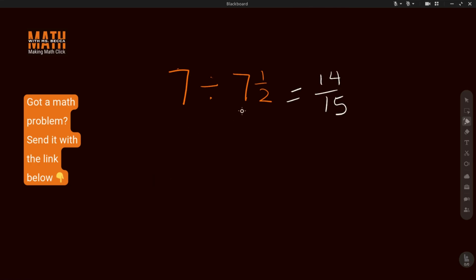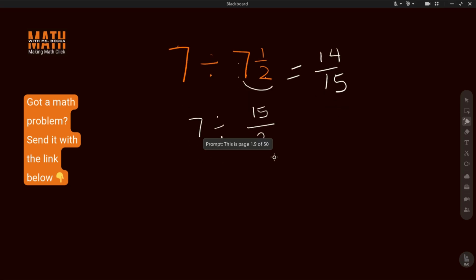To solve something like this, we will have to first convert this into an improper fraction. 2 times 7 is 14. Then 14 plus 1 is 15. So we have 15 over 2 here. Then we have 7 divided by 15 over 2.